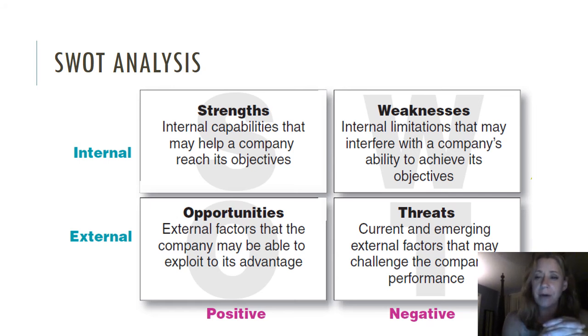What's available with your pet food product that you're really good at, that's already been developed or set in place for you? Your weaknesses are limitations that may interfere with your ability to achieve your objectives. But with those weaknesses, again, they're things you have complete control over, but they are negative. In some way, you can fix this.